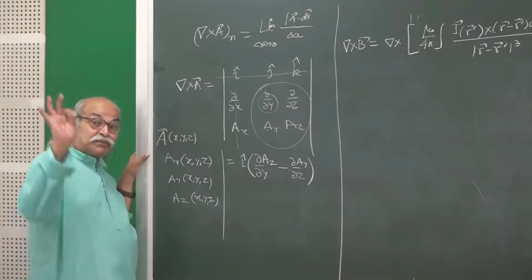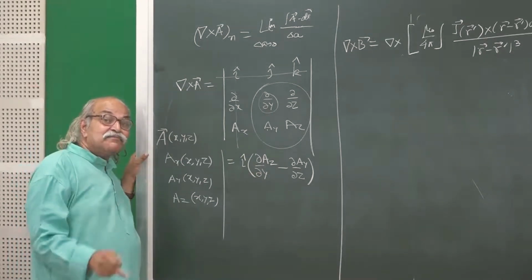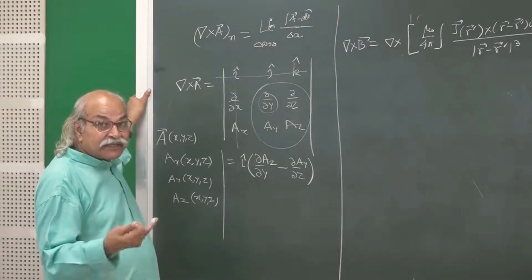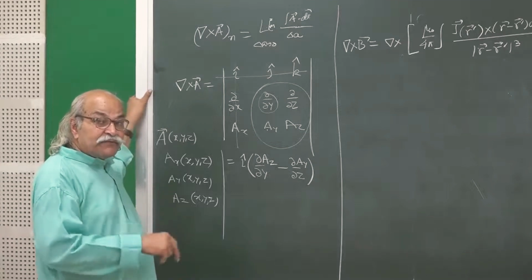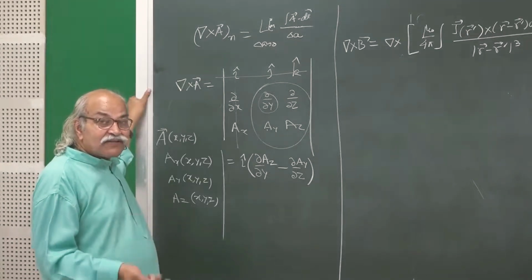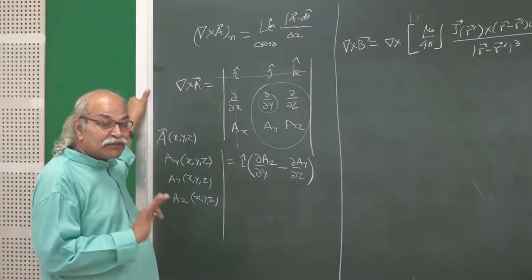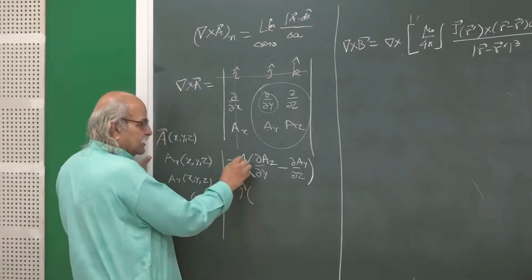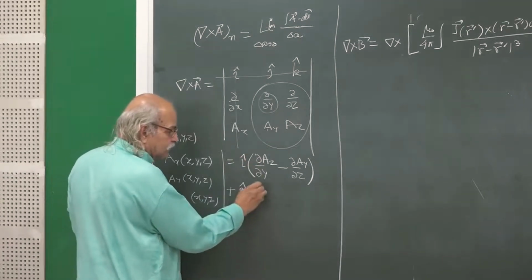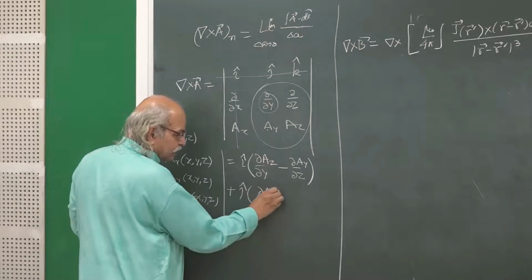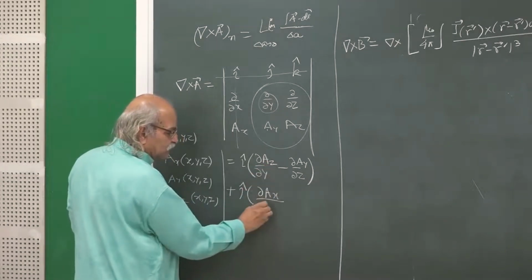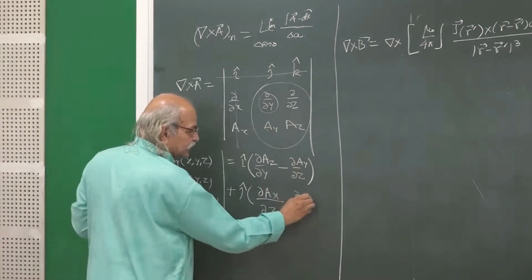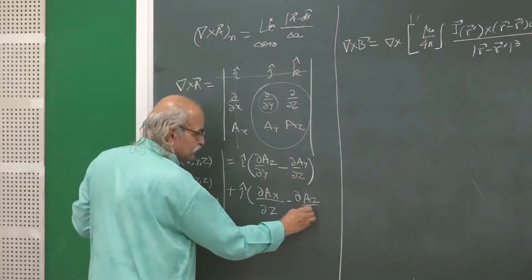and then do a cyclic permutation. What is cyclic permutation? i cap becomes j cap becomes k cap becomes i cap, x becomes y becomes z becomes x. That is cyclic permutation, and therefore, plus j cap; i cap becomes j cap, z becomes x, y becomes z, so this will be del z of Ax minus del x of Az.